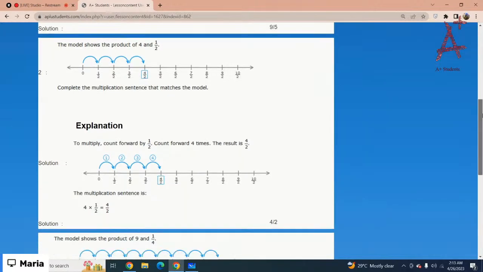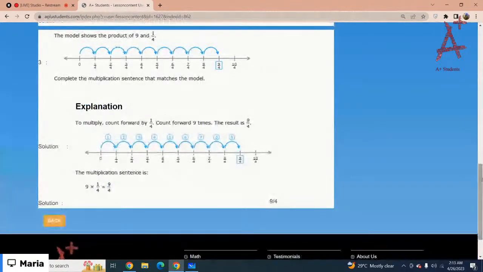The next example is the model shows the product of 9 and 1 over 4. To multiply, count forward by 1 over 4 and count forward 9 times. The result is 9 over 4. So 9 times 1 over 4 equals 9 over 4.